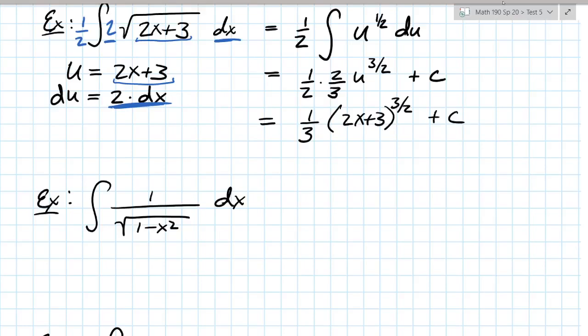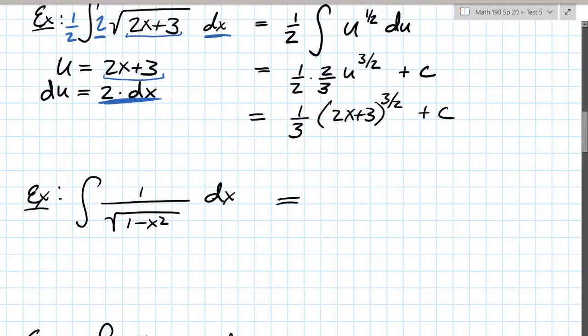For our next example, we have the integral of 1 over the square root of 1 minus x squared dx. We could try u substitution here, but it's not going to work. And actually, this is an integral that you should be able to recognize straight away. This is just the integral of the arc sine of x.